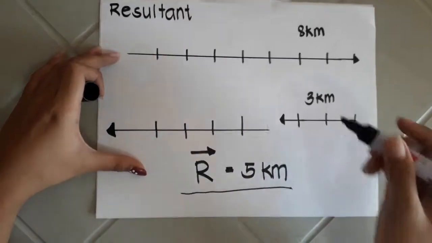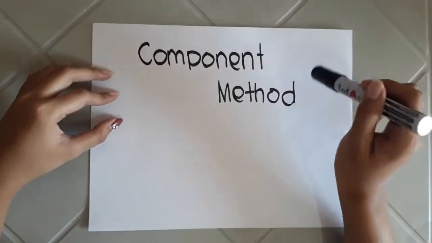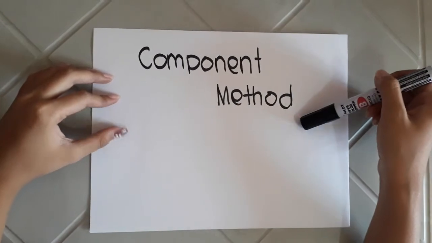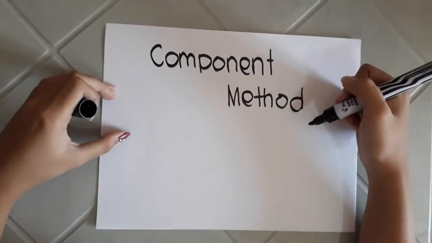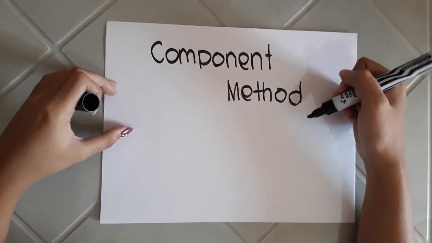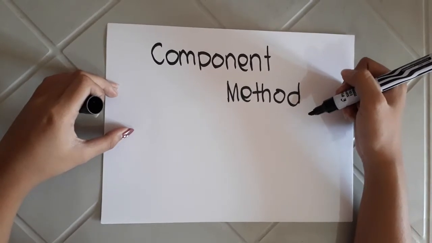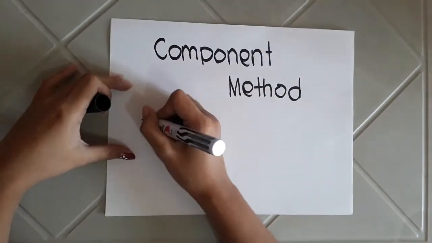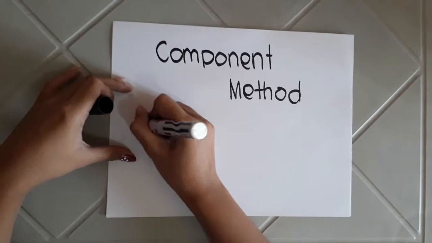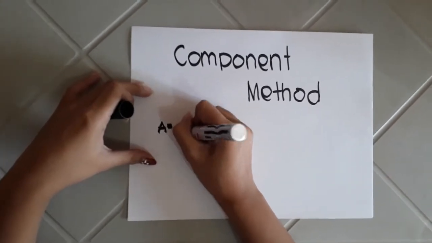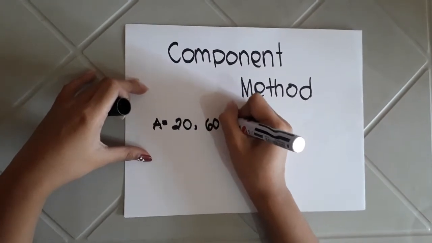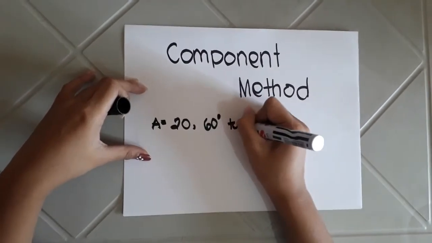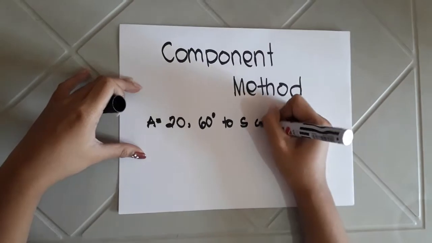is the answer. In adding three or more vectors, component method is one of the methods used in solving for the resultant. For example, find the magnitude and direction of the resultant force of a series of concurrent forces as follows. Vector A is equal to 20 with an angle of 60 degrees to the south of east.